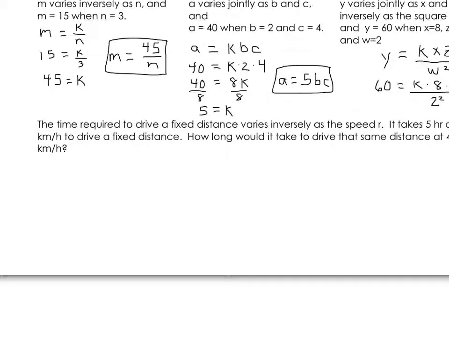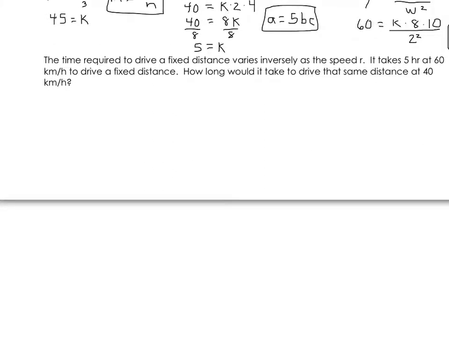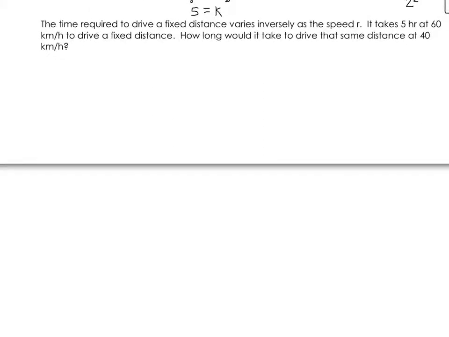The time required to drive a fixed distance varies inversely as the speed, r. It takes 5 hours at 60 kilometers per hour to drive a fixed distance. How long would it take to drive that same distance at 40 kilometers per hour? So time required to drive a fixed distance varies inversely as the speed, R. R stands for rate.